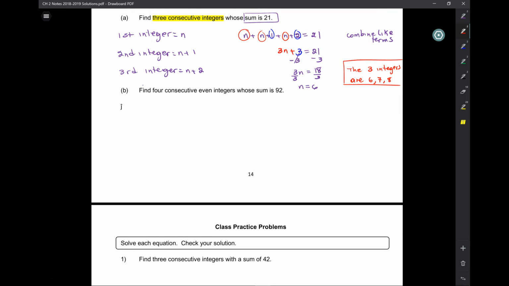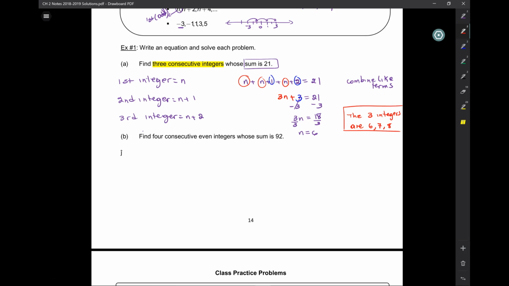Let me explain how we got 7. So n is the first integer. Equals 6. And the second one is 7. Right. So we got that n equals 6, right? n is the first integer. The second integer is n plus 1. It's consecutive. So 6 plus 1 is 7. The next integer is n plus 2. 6 plus 2 is 8. They're consecutive, so they're going to come one right after another.